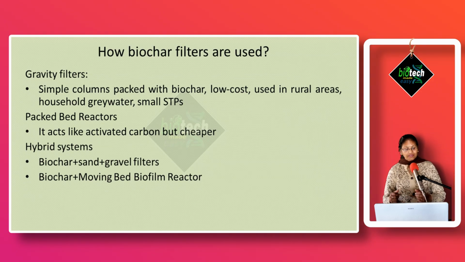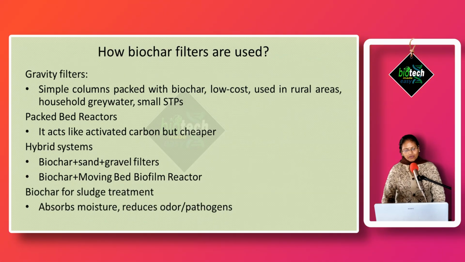Then there are hybrid systems also. In the above two, we were using only biochar. But here you see we are using biochar plus sand plus gravel, and then we are making this hybrid filter system. We can also use biochar plus moving bed biofilm reactor. Moving bed biofilm reactor is otherwise also very good and very popular in the wastewater industry. So along with that, if we use the biochar, it will make it even more efficient.